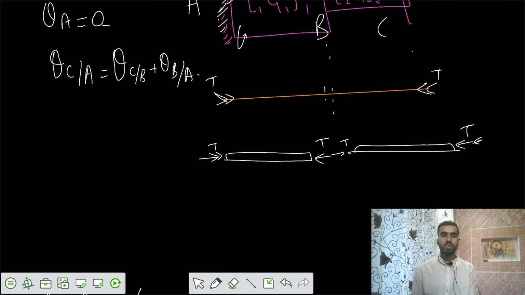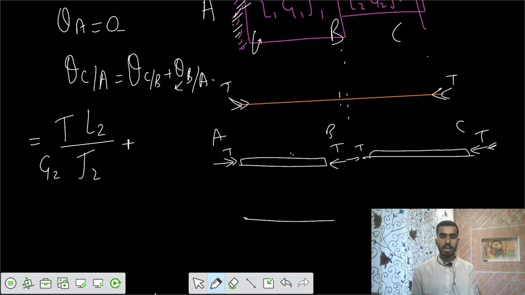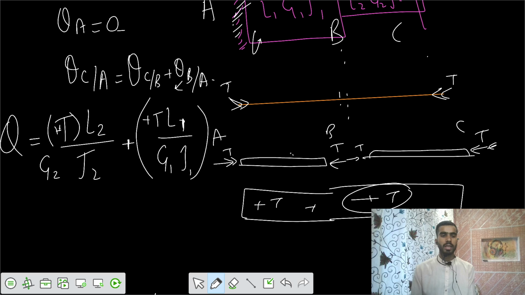If I calculate those two values, theta equals TL by GJ. For the BC part, that is some torque T, some length L2 by some value of G2 and J2, plus, similarly, you have theta B. Both values are positive. There is a T, and after that one more T, so T is constant and positive in both. So T L1 by G1 J1. So you got the total theta, and finally this is theta C also.